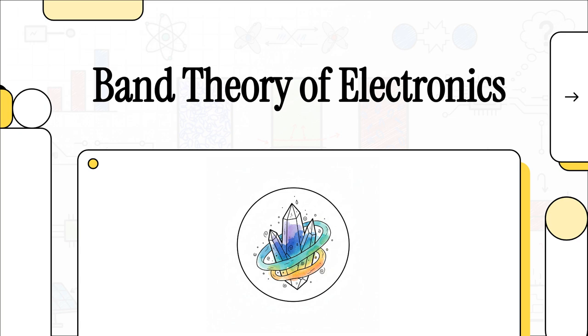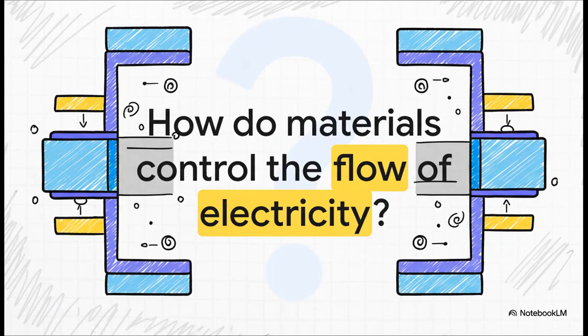So let's dive in. I mean, just look at the device you're watching this on right now. It all boils down to a really simple principle: letting electricity flow or stopping it. It's an on-off switch, right? But the real magic, the real genius, is in the stuff that can do both. The materials that can be a conductor one moment and an insulator the next. So how on earth do they do that?